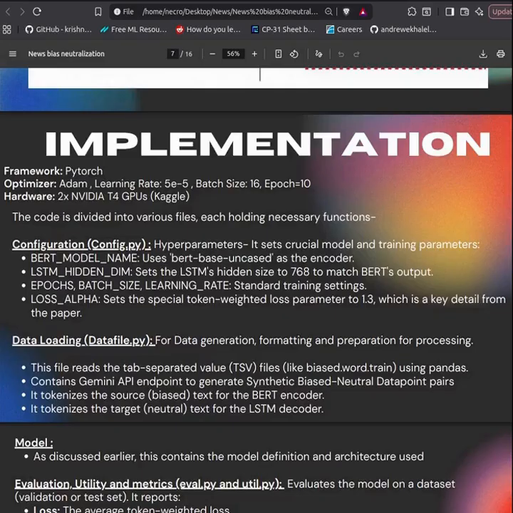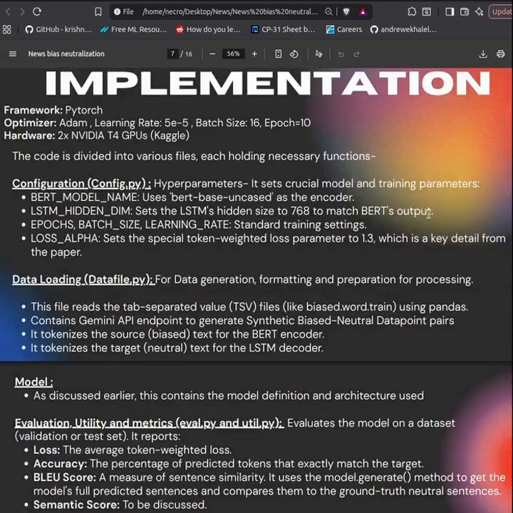The first file is the config file, which holds all the hyperparameters, which includes the model name, the LSTM hidden dimensions, and the alpha parameters. The second file is the data file, which handles all the data loading. It reads the TSV files like biased word train, which is a part of the original dataset which was included in the paper. I got it from the GitHub page of this paper.